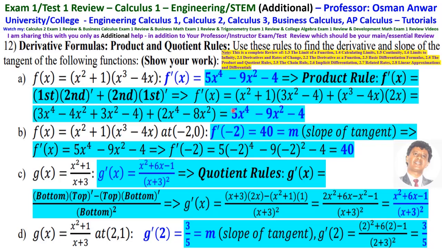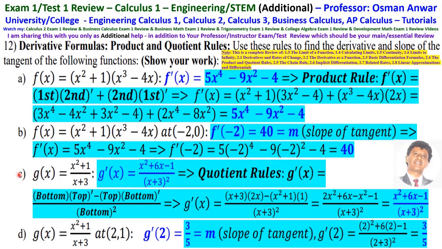Then the first one is 3x to the 4 minus 4x squared plus 3x squared minus 4. And this one, the second one, is 2x to the 4 minus 8x squared. Then when you add all this up, it is 5x to the 4 minus 9x squared minus 4. Then when you evaluate this at minus 2 to find the slope of the tangent, so f prime at minus 2 is 5 times minus 2 to the 4 minus 9 times minus 2 squared minus 4 equals 40.